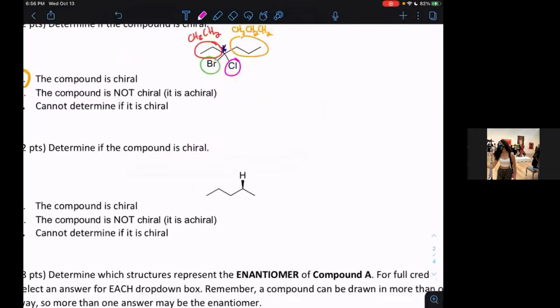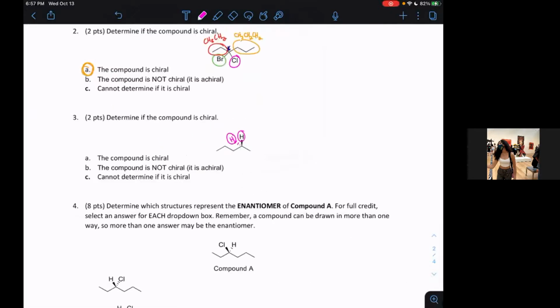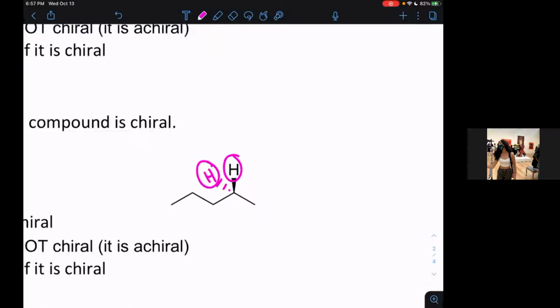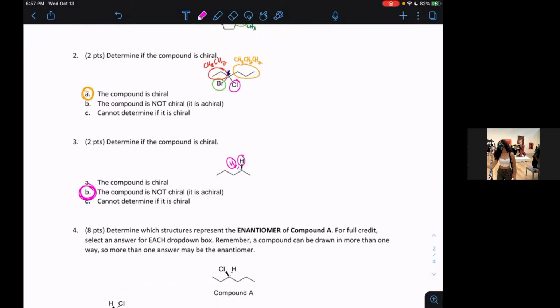This one's chiral. This one is gonna have another hydrogen right here. So no, right? Because it's not charged or anything. So if it's not drawn in and it's not charged, yeah, it's another hydrogen. I agree. I think.